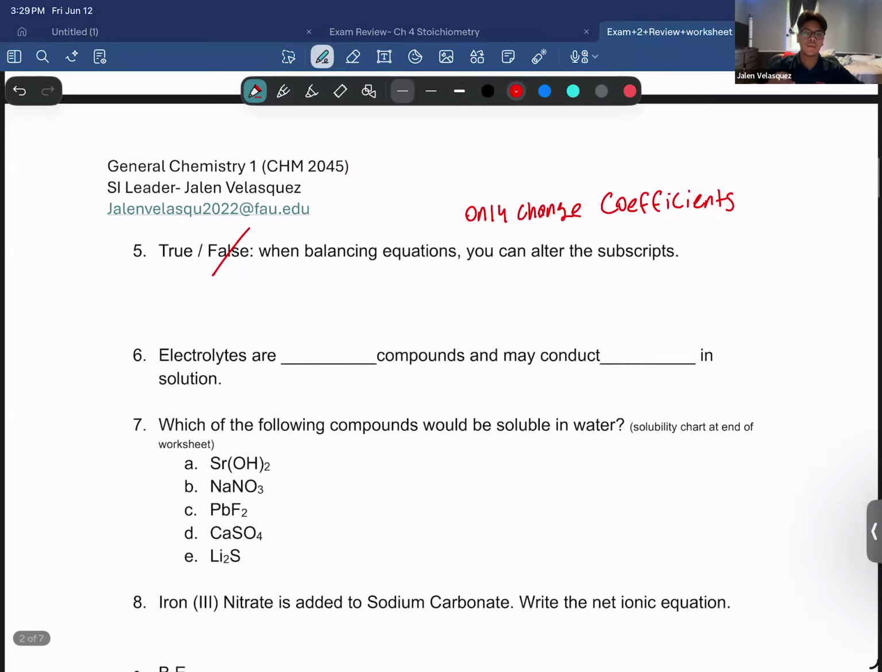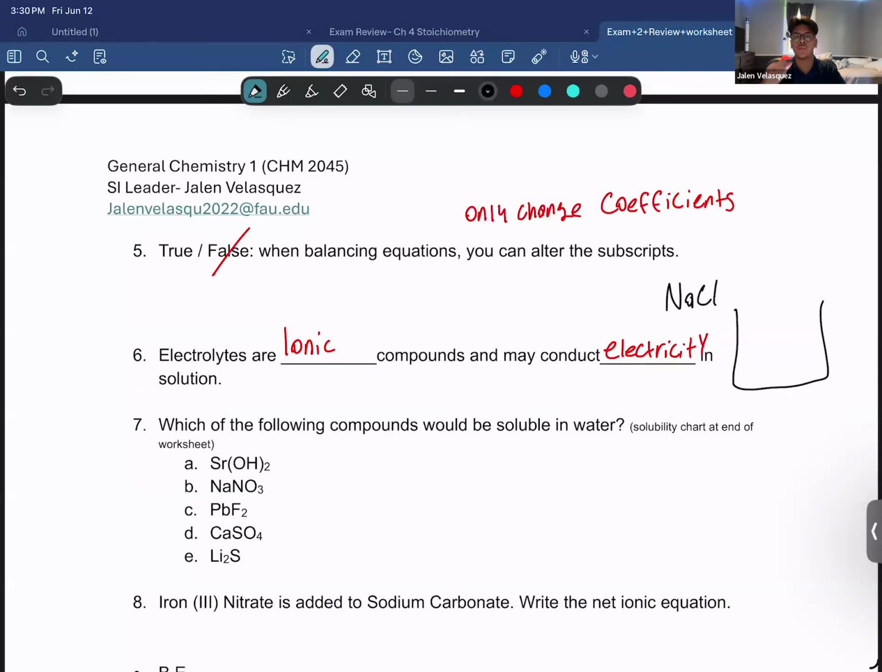Okay, number six, talking about electrolytes. So electrolytes, I'm sure you guys have heard about electrolytes like in sports drinks, right? Like Gatorade, liquid IV, all that type of stuff. So electrolytes are ionic compounds and they may conduct electricity in water. So an ionic compound we know is made up of a metal and a nonmetal, right? So something like sodium chloride.